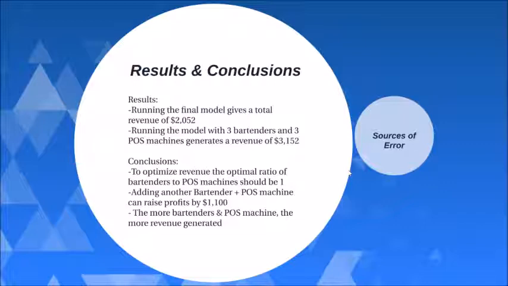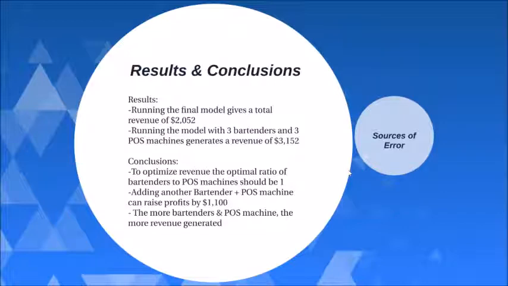Now for conclusions. The conclusion that we can draw from this result is that the bar should invest in buying another POS machine for the inside bar and hire another bartender so that they can generate more revenue over time. The POS machine costs about $1,200, and adding another bartender increases revenue by more than $1,000 in one night. Therefore, the investment of another POS machine will be paid off.